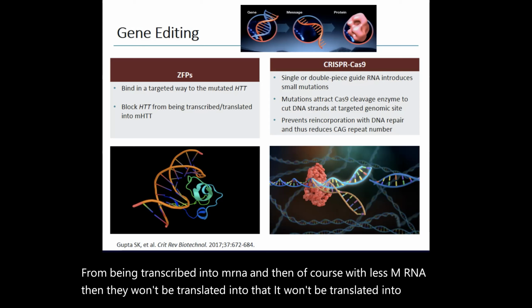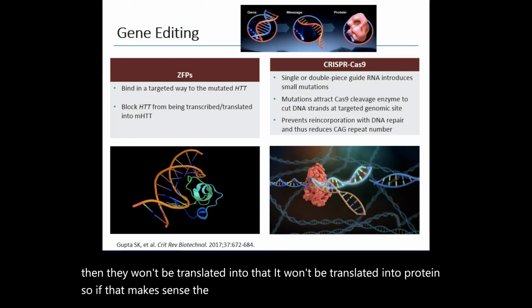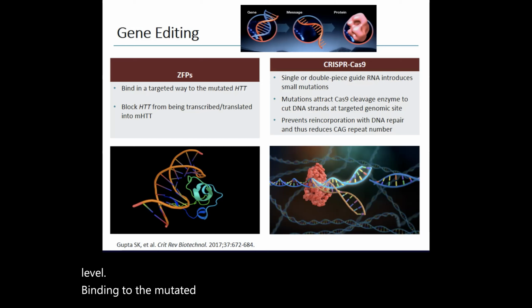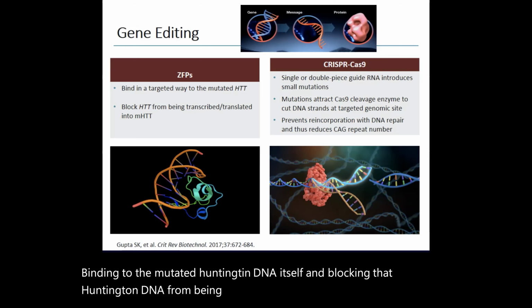So if that makes sense, the zinc finger proteins are working at the DNA level, binding to the mutated Huntington DNA itself and blocking that Huntington DNA from being transcribed and therefore translated into mutant Huntington.